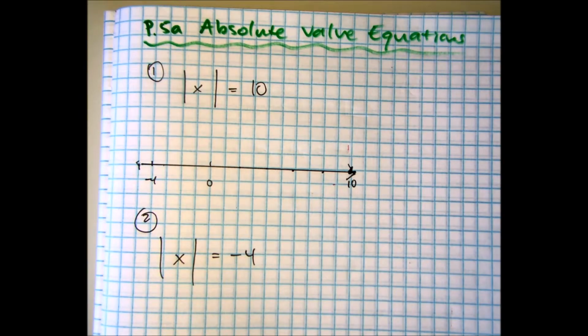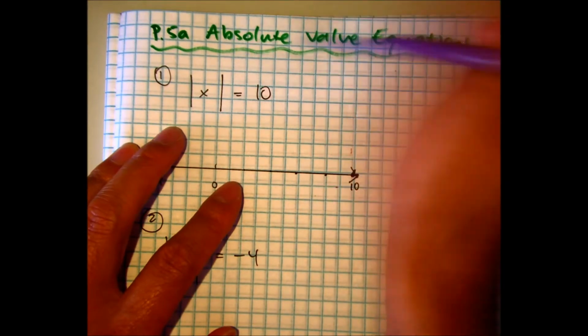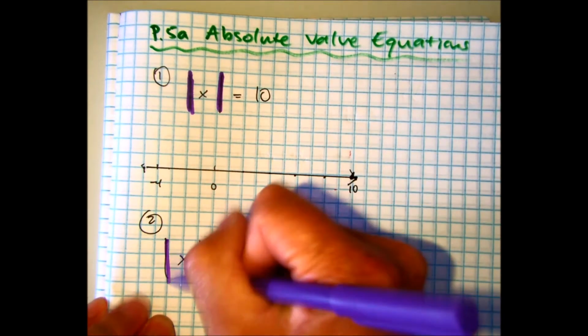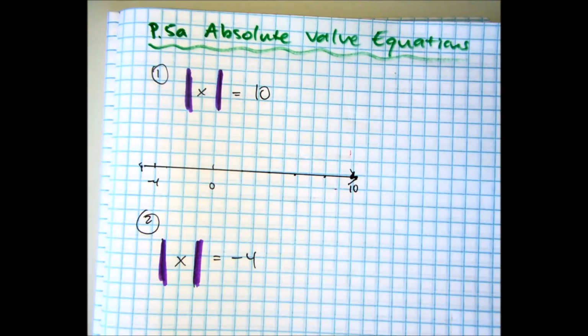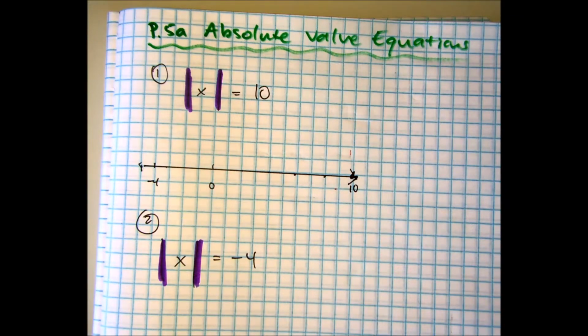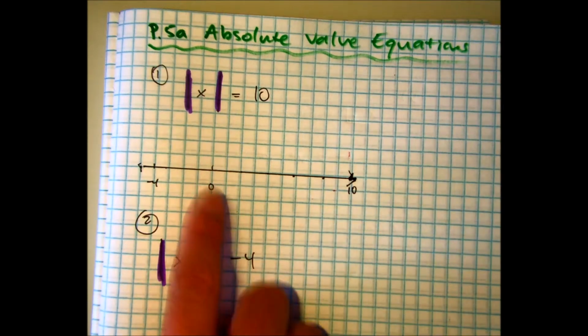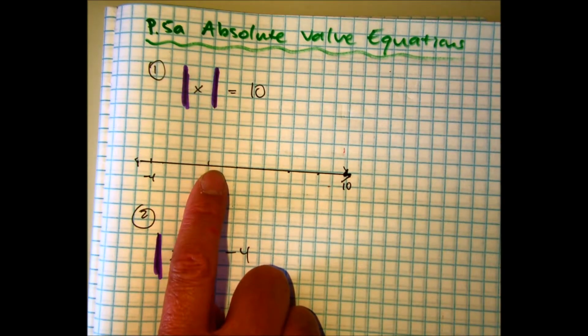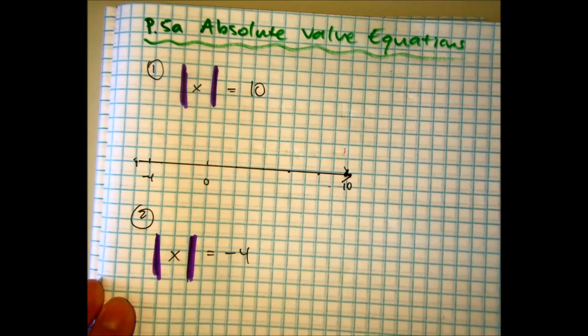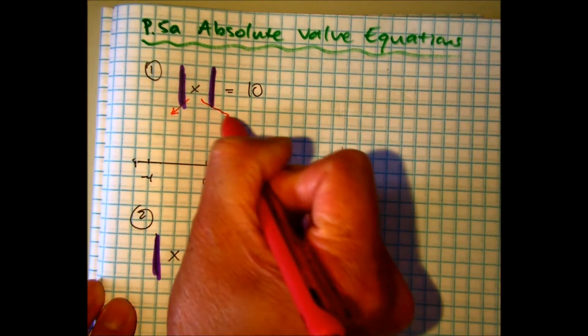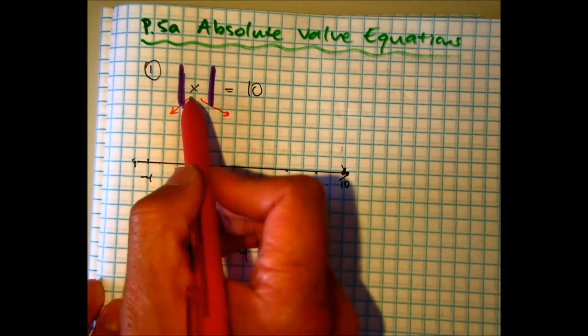Alright, in this problem, if you guys have a different colored pen, very helpful. Here we have absolute value equations. This is the absolute value sign, and now we're having an equation. If we think about what the absolute value means, it means distance to 0. Everyone say distance to 0. So I need to think of some numbers to put in here for x such that its distance to 0 is 10.